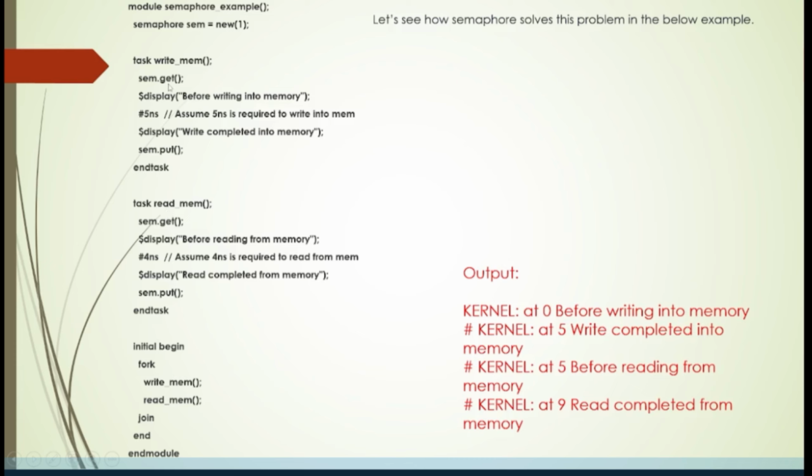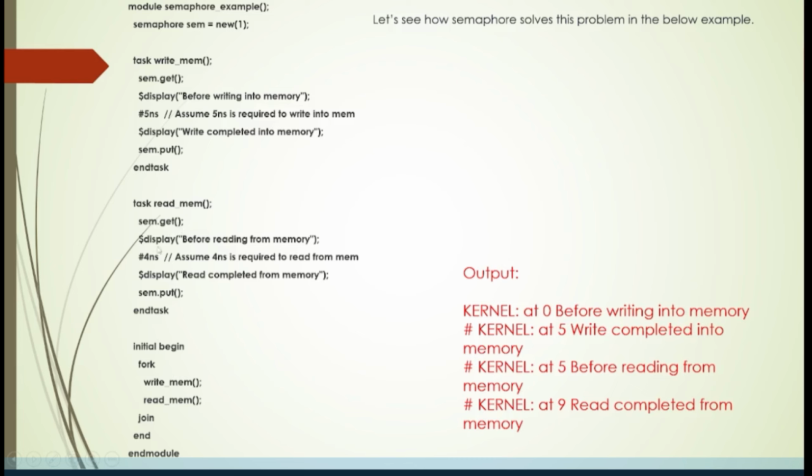So until when will it put? Until all the display statements have happened, only then will the sem.put come. So first, before writing into memory, then at 5 nanoseconds write completed. Then after this it will be putting that key. That means the write person will be giving me the key after completing these two things. Now sem.put, completed. Since he has given me that key, after sem.put I can use it again for read memory. So I have given the read person my key here.